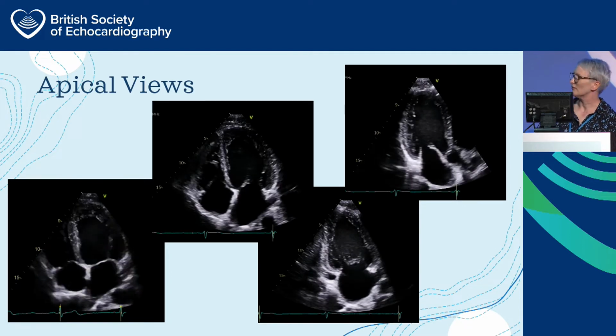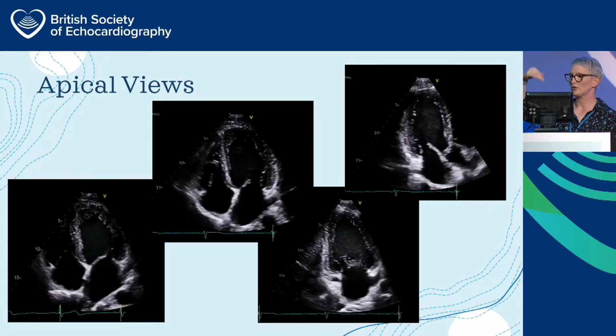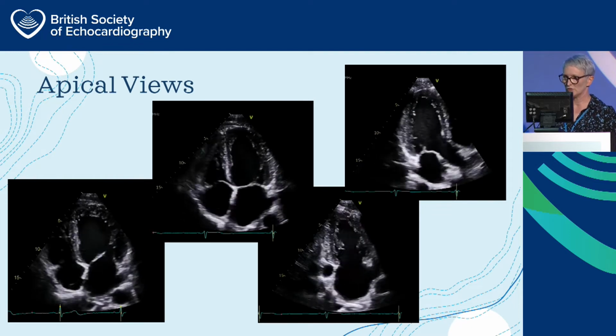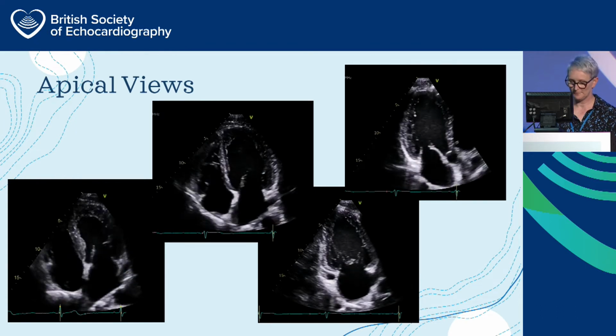If you look at the four-chamber view at the bottom left, you can see that the apex looks like it almost contracts down into the cavity. That's because we foreshortened the image. We probably need to drop down maybe half a rib space or even a rib space to try and improve that.